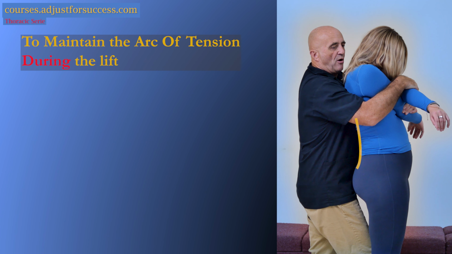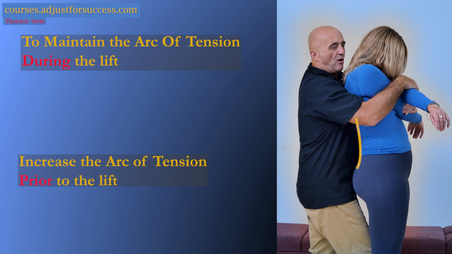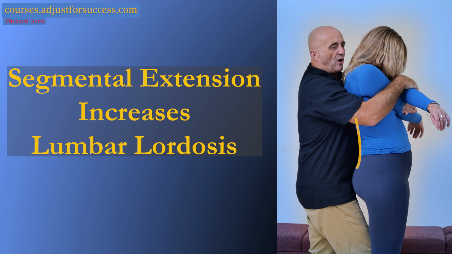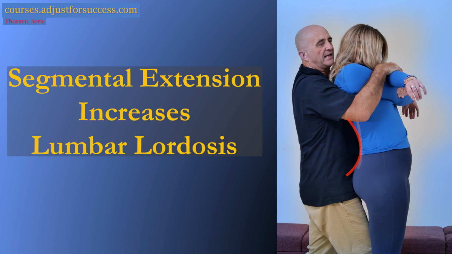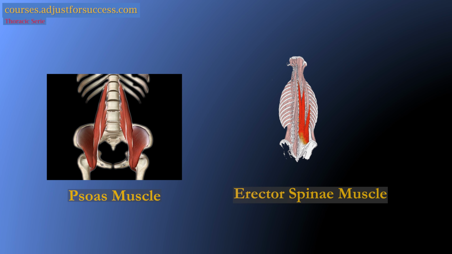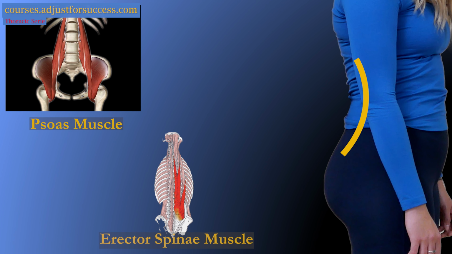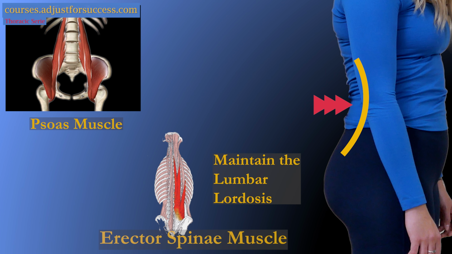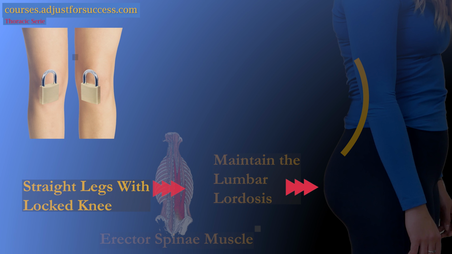One way to maintain this arc of tension during the lift is to increase it prior to the lift. Segmental extension performed just before the lift is the key component in the increase of the lumbar lordosis. Several muscles, when contracted, help maintain the lumbar curvature. The psoas muscle, inserted on the anterior lumbar vertebral bodies, increases the curvature upon contraction. Similarly, the erector spinae muscles contribute to this effect.